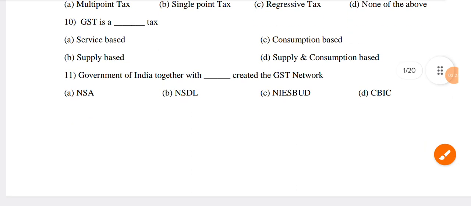Next question, Government of India together with dash created the GST network. Option A NSA, B NSDL, C NIESBUD, and D CBIC. The correct option is B.